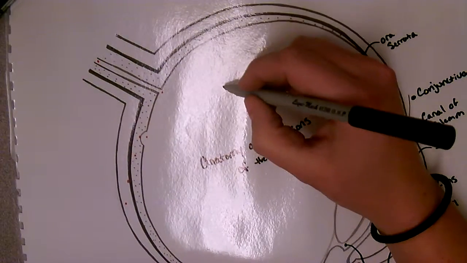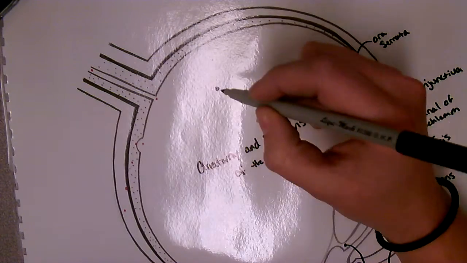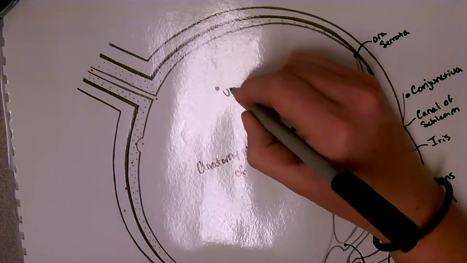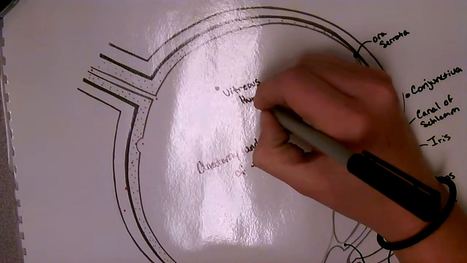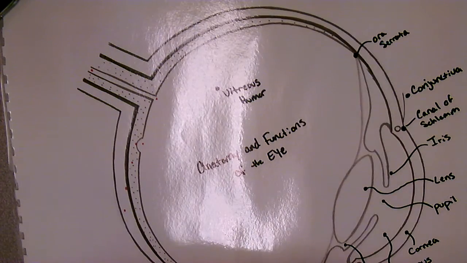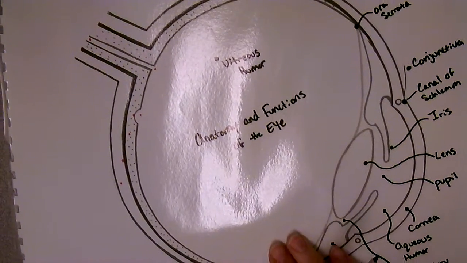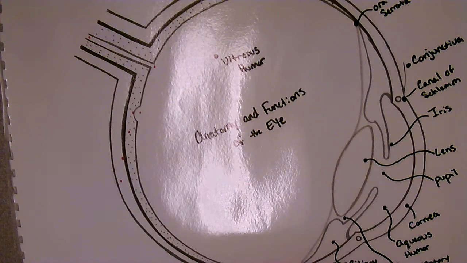And moving in towards the center of the eye, here we have the vitreous humor. And the vitreous humor is a clear jelly-like substance that fills the posterior segment of the eye behind the lens. I have always thought this was called eye jelly. I now know that that is not a proper science term. It is called the vitreous humor.